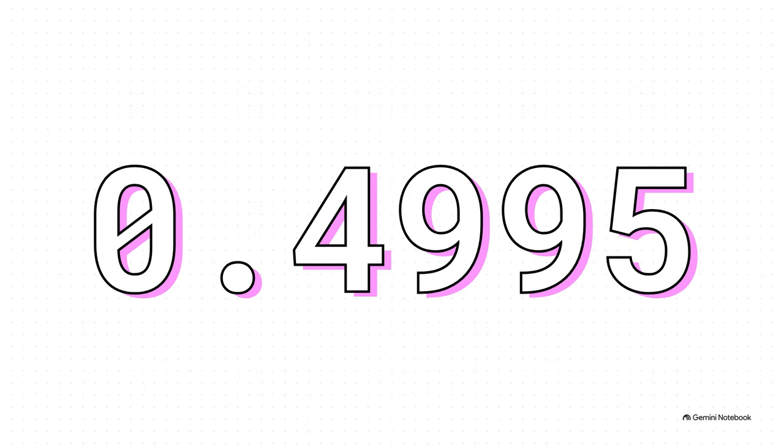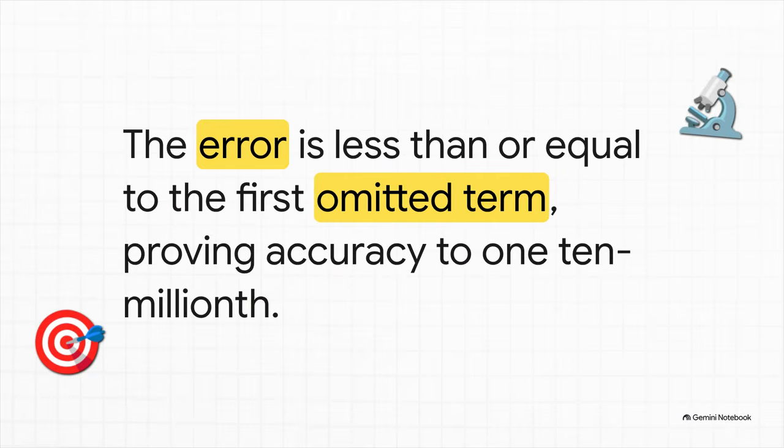Well, by summing just the very first 3 terms of our new series, literally just plugging in n equals 0, 1, and 2, we arrive at this wonderfully precise approximation, 0.4995. We took a problem that literally could not be solved with traditional calculus, and we turned it into basic arithmetic. But you might be wondering, how do we know this number is actually reliable?